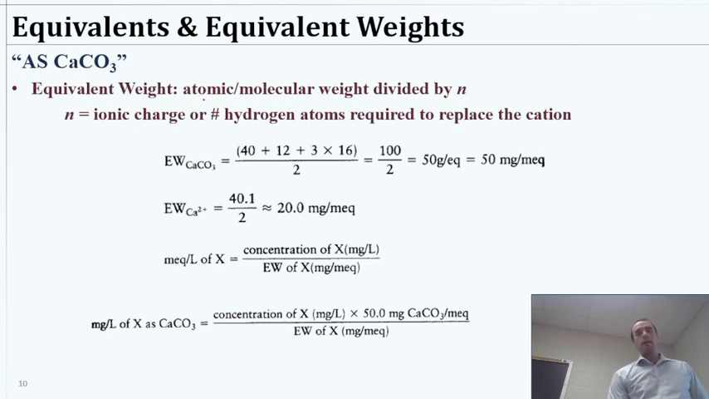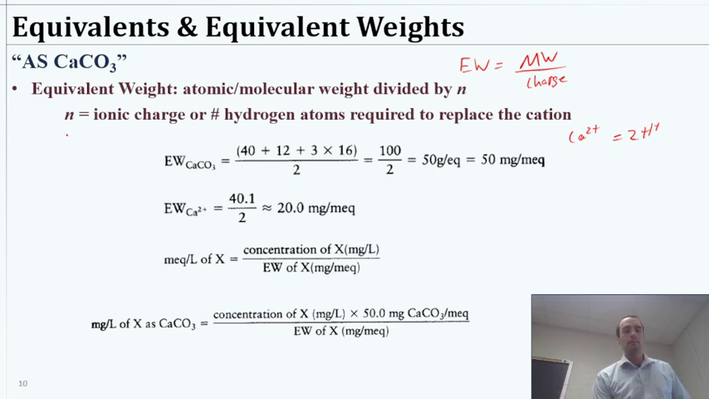So an equivalent weight would be the atomic or molecular weight of some species divided by N, where N is the charge of that ion. So we could say that the equivalent weight, if we were to write this as an equation, would be the molecular weight or atomic weight divided by charge. So another way of describing that charge is the number of hydrogen atoms required to replace that cation. So I was talking earlier about replacing or accounting for the charge within our charge neutralization concept. A Ca2 plus, how many hydrogens would that take? That would be 2 H plus to counteract that same amount of charge, right? That's just what N means here.